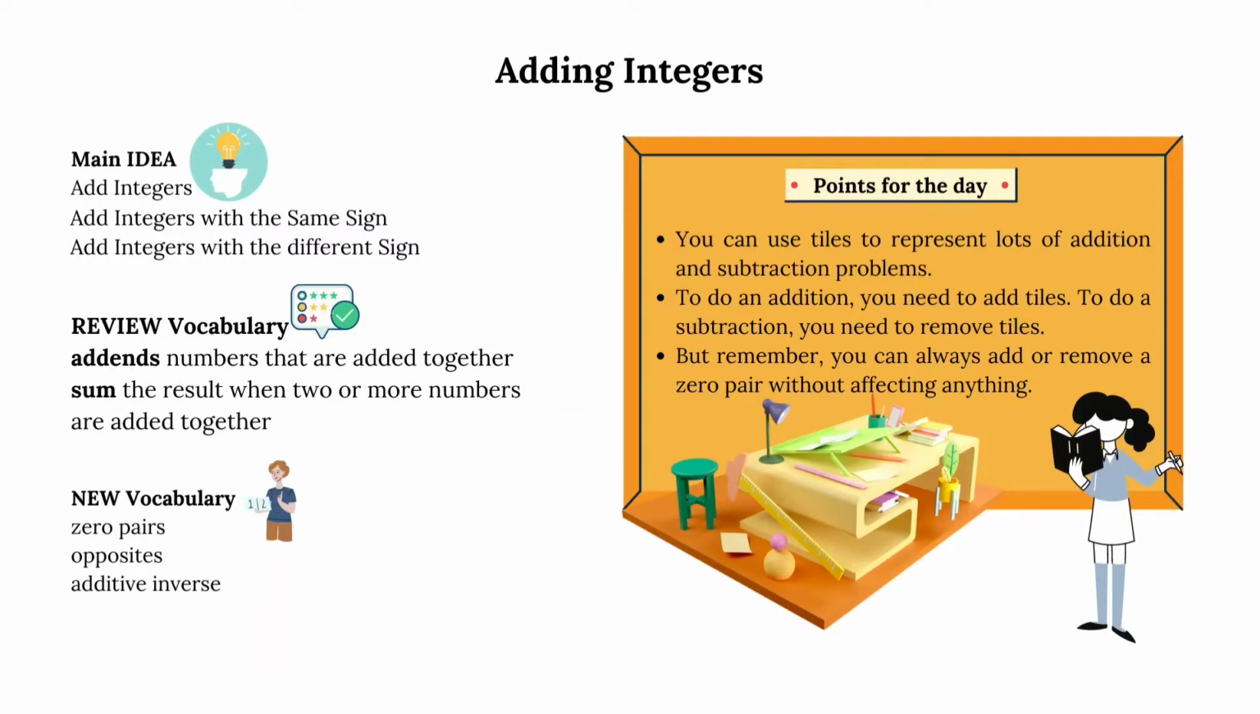Let's check. Before that, let's check what is the main idea for today's lesson. Add integers. Add integers with the same sign and add integers with different signs. Review vocabulary. Addends are the numbers that are added together. Sum is the result when two or more numbers are added together. The new vocabulary we are going to learn in this lesson are zero pairs, opposites, and additive inverse.